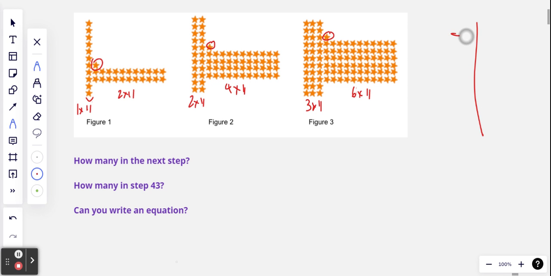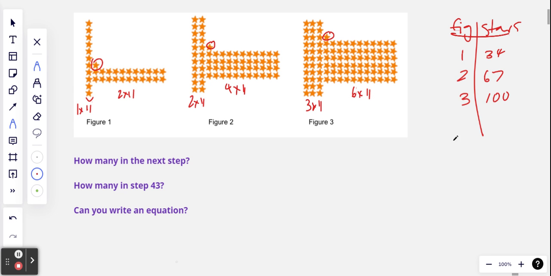Let's make a little chart while we're at it. So we'll have the figure number and the number of stars. So in 1, there's, not 33, plus 1 is 34, right? Got to remember the plus 1. Okay, so 34. Here I've got 6 11s plus 1, so that would be 67 stars. And here I've got 9 11s, that'd be 99, plus 1 would be 100.